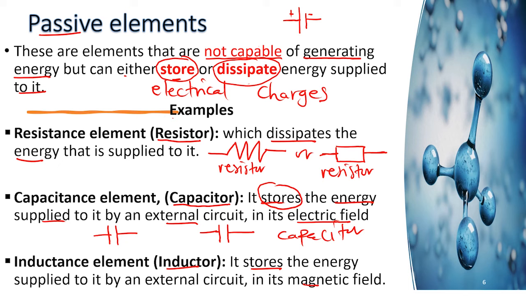Now, this is the representation of an inductor. An inductor is drawn this way. So this is an inductor. It is mostly represented by L, a capacitor by C, and a resistor by R. So these are passive elements. I hope you understand them.